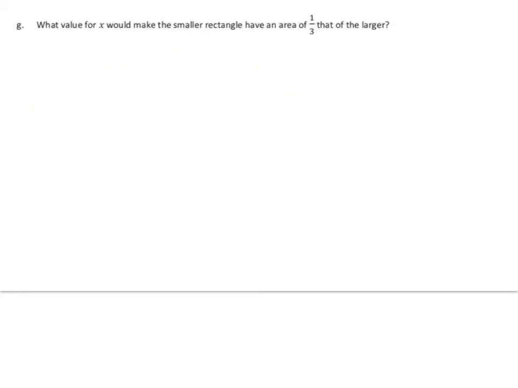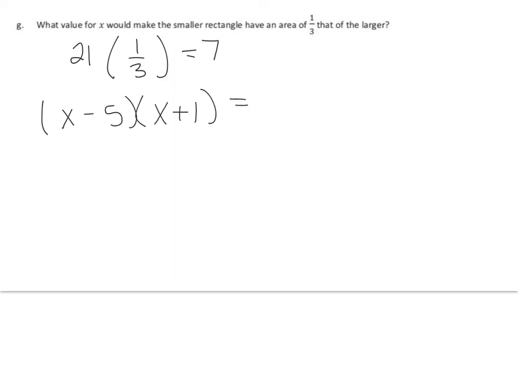What values of x would make the smaller rectangle have an area of 1/3 of the larger? Well, that first area was 21. So 1/3 of that is going to be 7. So we need this rectangle to have an area of 7. It's actually easier to go straight from the quadratic.